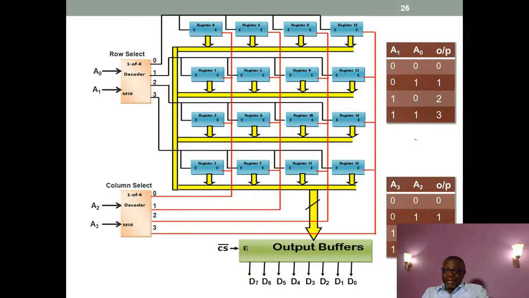Now, let's look to the right. We are seeing to the right a table that has A0, A1. That is how that 1 of 4 decoder works. When we say 1 of 4, there are 4 outputs. At any point in time, only one of those outputs will be active. So if you put 0, 0, the 0 output will be active. 0, 1, the 1 output will be active. 1, 0, the 2 output will be active. 1, 1, the 3 output line will be active.